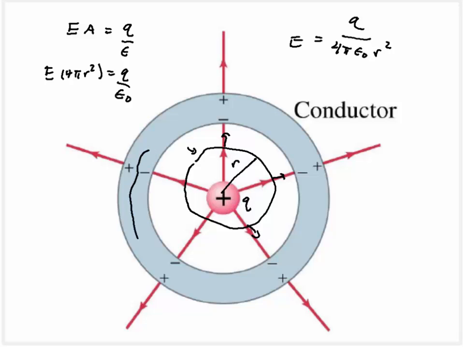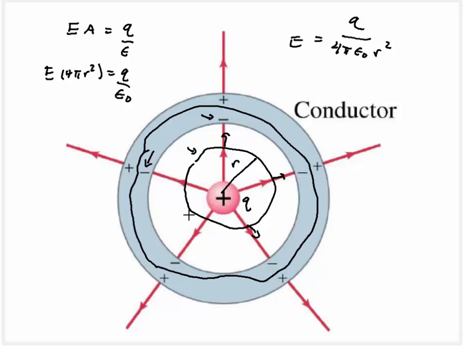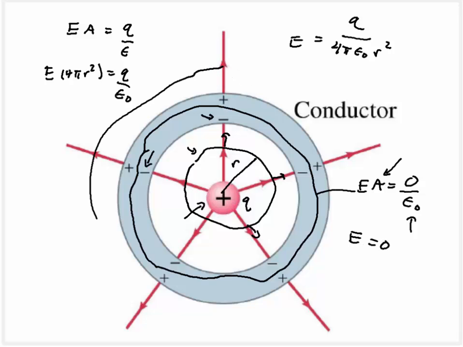Now if I were to draw my Gaussian surface out here, still a sphere, then the magnitude of all of these charges is going to be equal to the magnitude of that charge, and so my Q enclosed is going to be equal to 0. So for this one, my electric field multiplied by area is going to be equal to 0 divided by epsilon naught. Since area cannot be 0, and that's just a constant, that says that my electric field must be equal to 0.